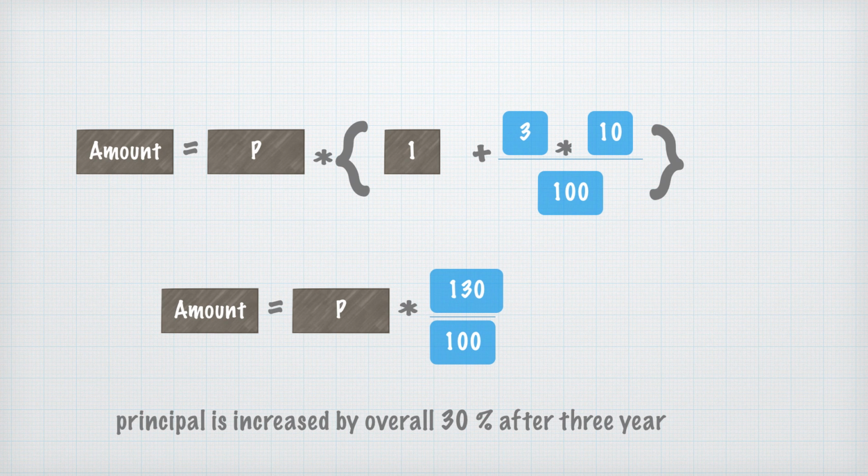So the entity inside the bracket can be rewritten as 1 plus 3 into 10 by 100, which would become 130 by 100 if you solve it for yourself. 1 can be written as 100 by 100. 100 by 100 plus 30 by 100 becomes 130 by 100, right? Or 13 by 10. Which means that principal is increased by overall 30% after 3 years. That is 10% for each year in the case of simple interest, for 3 years, which is the same as saying 30% overall of the principal, right?